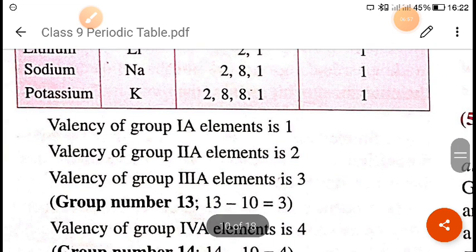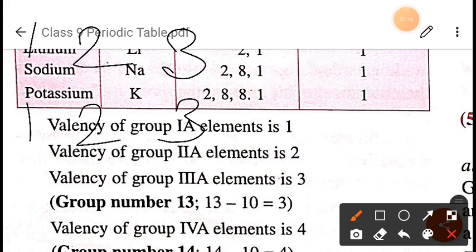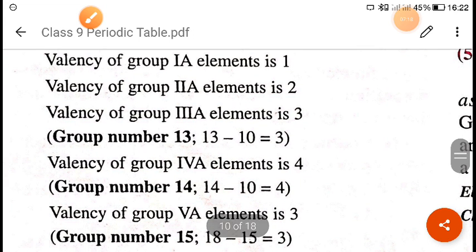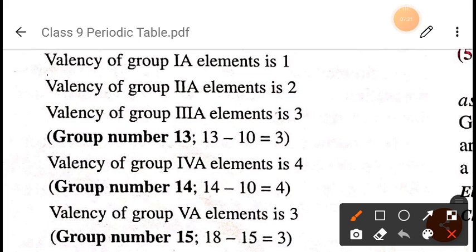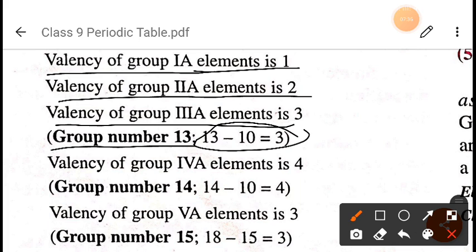Now we can easily identify the valency of an element. So I will give you one formula. If you take groups 1, 2 and 3, they will have a valency of 1, 2 and 3, right? The valency of group 1 is 1, group 2 is 2 and group 3 is 3. But for the groups after that, when we talk about group number 13, it will be 13 minus 10, which is 3, right?